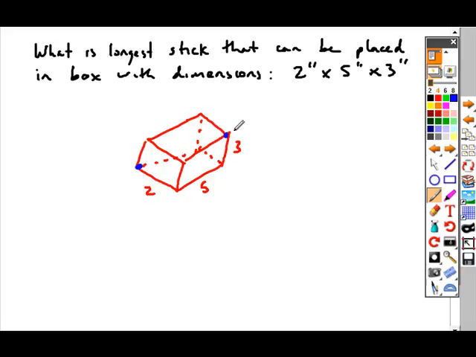So the longest piece is going to fit from the bottom of one corner to the top of the opposite corner. Does everybody see that in this image? All right, so this is the length that we're looking for. Now, in order for us to find this, we don't have enough information provided here, right?